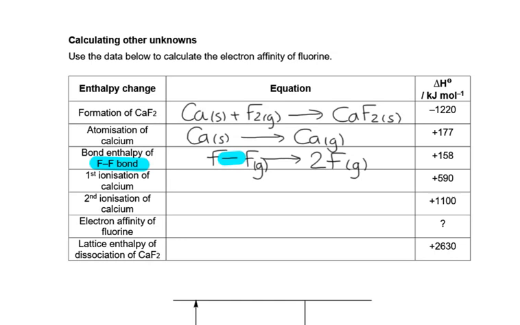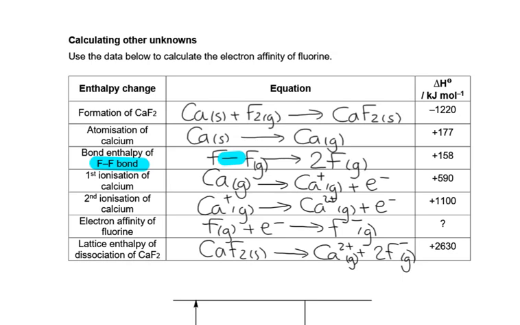Now the equation for the atomization would be half F2 goes to F, and so the value would be half of 158, which would be 70, what would it be, 78? No, that's not right. So half of 158, whatever that is, 79, quick maths. So there we go, they're the rest of our equations.